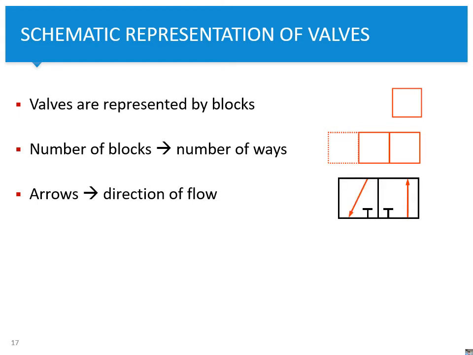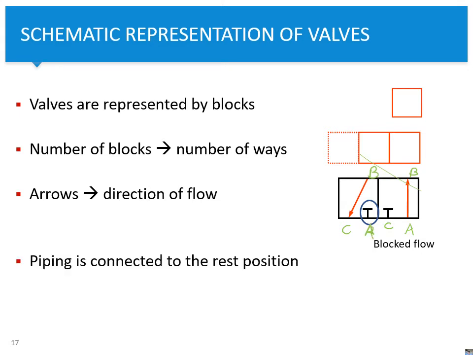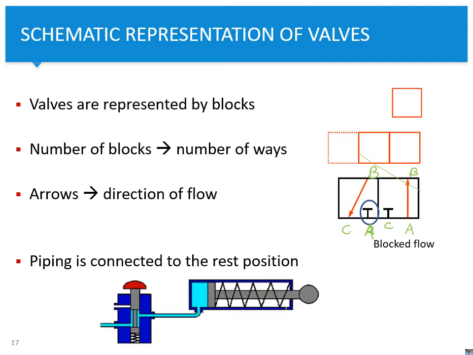So like this, you can see a flow going from A to B, and you can see at C that the flow is actually blocked. So this indicates a blocked flow, and this indicates a flow from B to C, and C will probably be some retour valve, and now A is blocked. Because when drawing the schematic representation of valves, piping is always connected to the rest position.